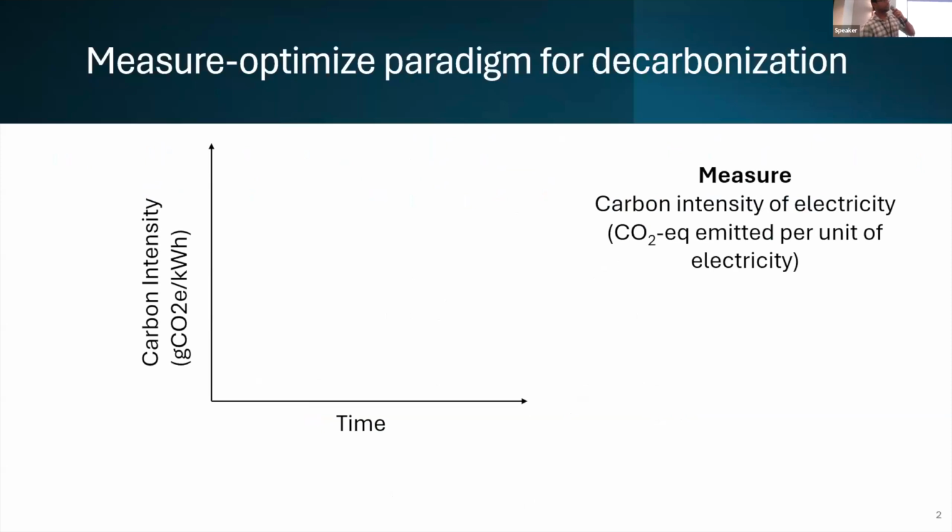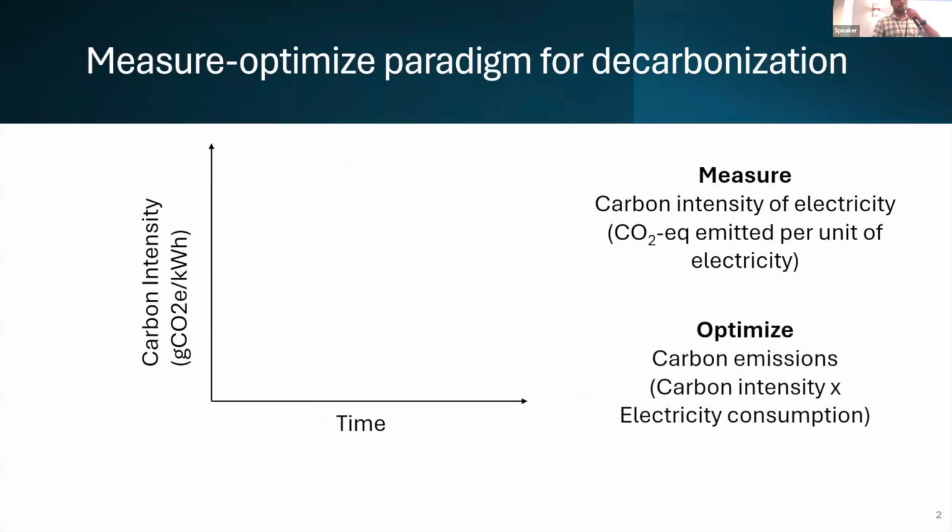In recent years, many consumers are trying to reduce the carbon emissions associated with their electricity consumption in order to mitigate climate change. The main paradigm for this emission reduction is the measure-then-optimize paradigm, where a consumer first measures the carbon intensity of electricity, which is the carbon equivalent emitted per unit of electricity consumed, and then optimizes their carbon emissions, which is a product of carbon intensity and the electricity consumption.